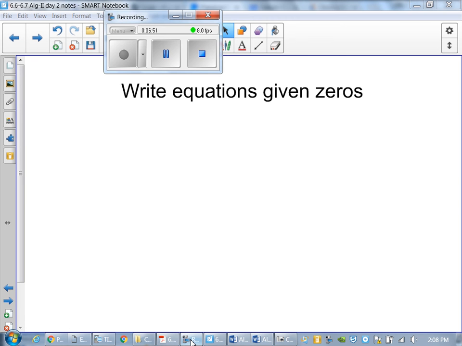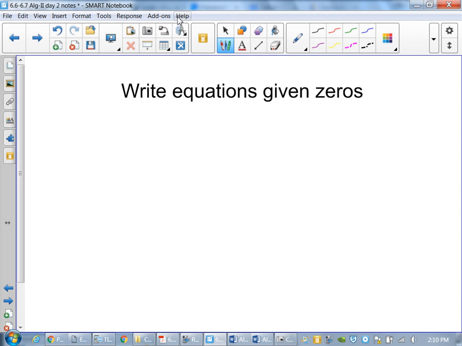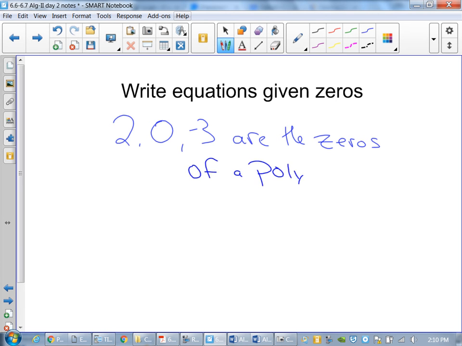Everything that we've done up to now was that I was trying to get you guys accustomed to the lingo of the differences between zeros and terms. And I think for the most part you guys are getting the hang of that. So if I say 2, 0, and negative 3 are the zeros of some polynomial, what are the terms?